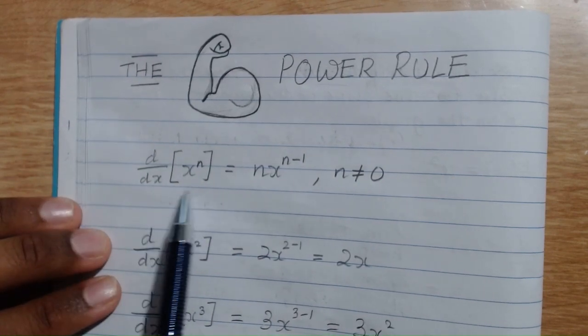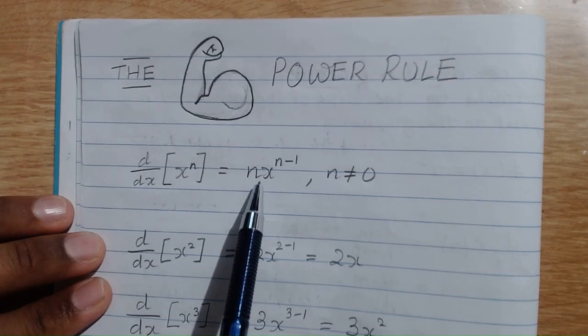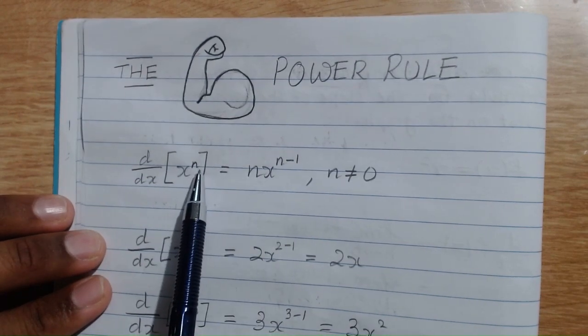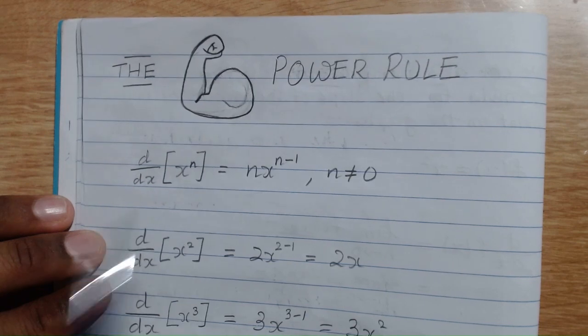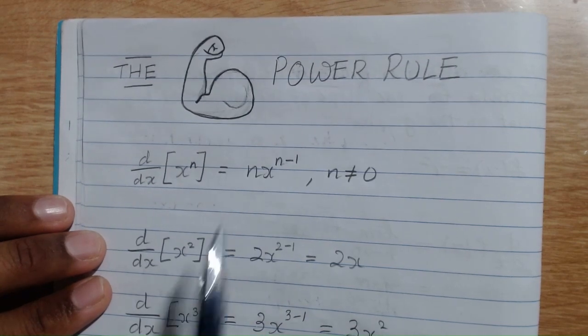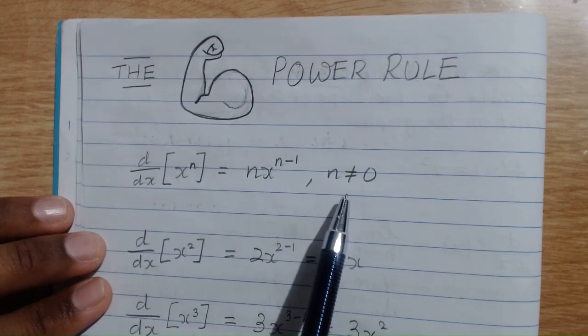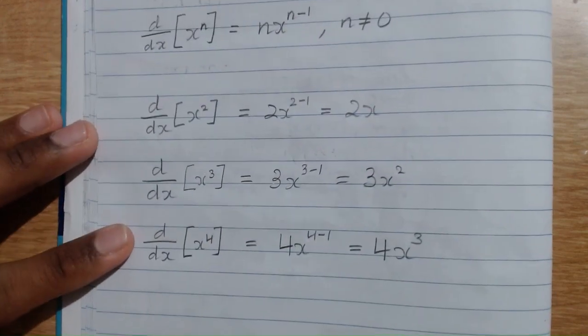The derivative of x to the power of n is equal to n times x to the power of n minus 1. So what we're doing is we're taking that n and bringing it to the front. So we have nx, and we're just subtracting 1 from that n. And that's how we get n times x to the power of n minus 1. So that's the power rule right there. And it only works for n where n does not equal 0. So I have some examples here.